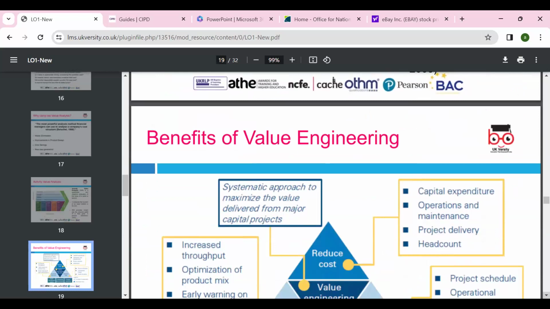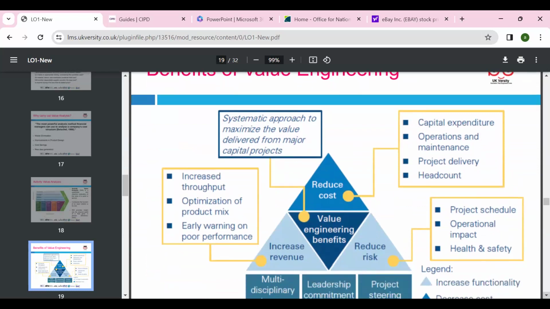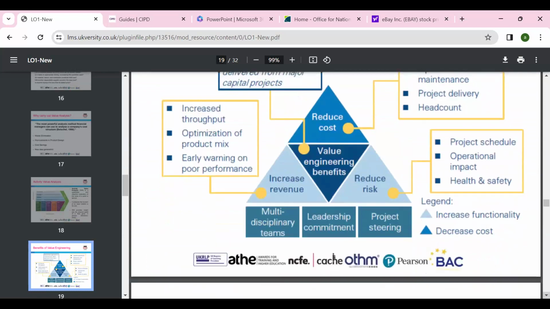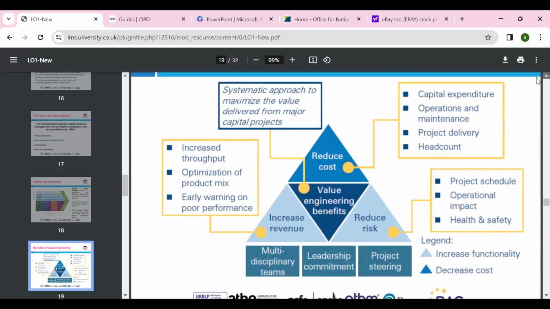Okay, so the benefits of value engineering. When we do value engineering, we look at customer capital expenditure. What is meant by capital and revenue, you already learned about. Anything you spend buying assets or improving the value of an asset is capital expenditure. Operation and maintenance and project deliveries, we can look around headcount, project schedule, operational impact, health and safety, product training, leadership commitment, and multidisciplinary teams, team management. Ultimately, this also increases the value.